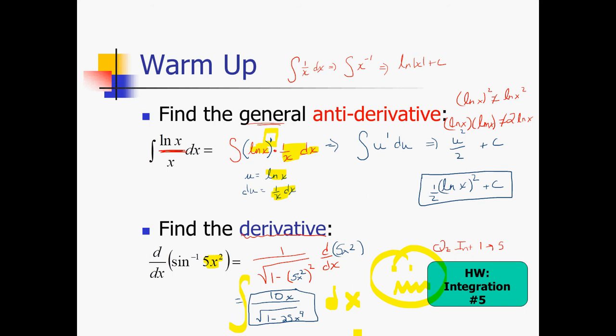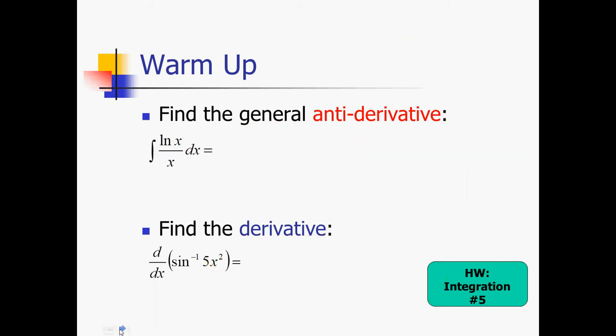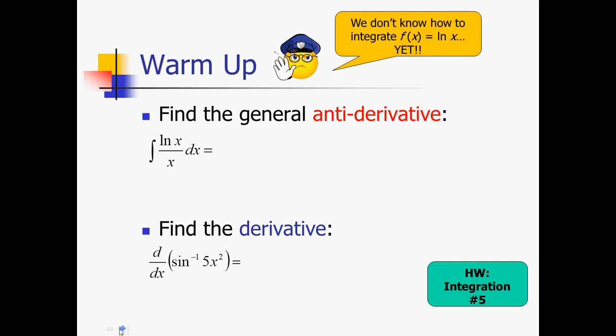Alright, before we do that, I do want to remind you of this integrand up here. So far you do know how to integrate 1 over x dx. And you know how to anti-differentiate ln x as long as the derivative of ln x is here, which is 1 over x, right? Ln x to the first times 1 over x. You know how to do that.